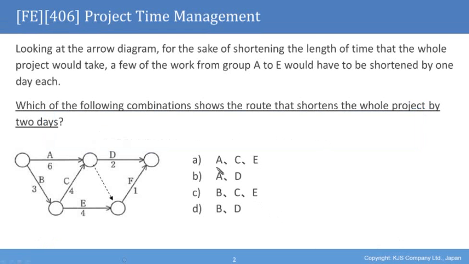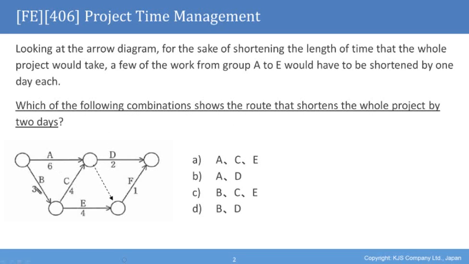In this question, we're going to be talking about an arrow diagram. We shall see shortly what this diagram represents. Looking at the arrow diagram, for the sake of shortening the length of time that the whole project would take, some of the work from group A to E would have to be shortened by 1 day each. So the question is, which of the following combinations shows the route that shortens the whole project by 2 days? In other words, which of the processes should be shortened in order to shorten the entire project by 2 days?